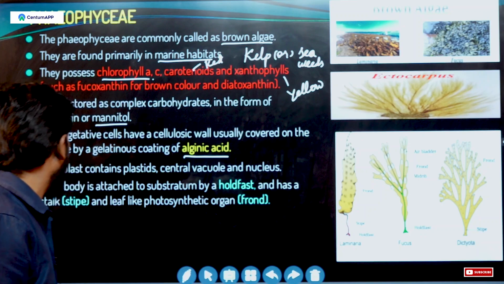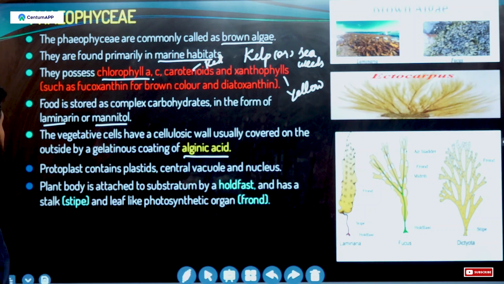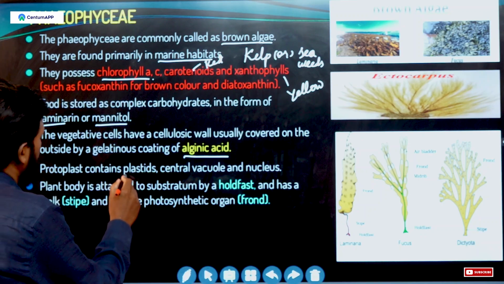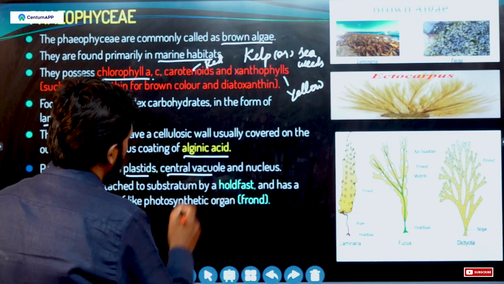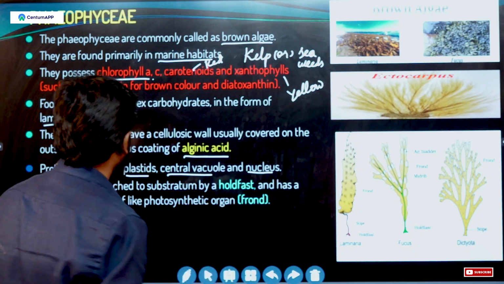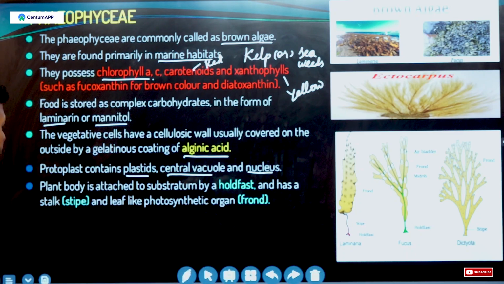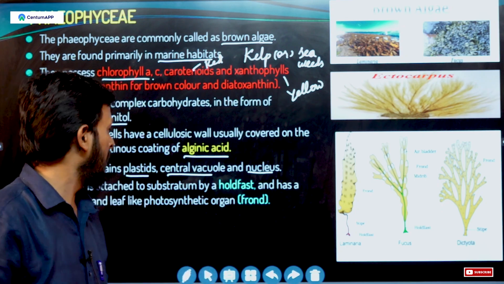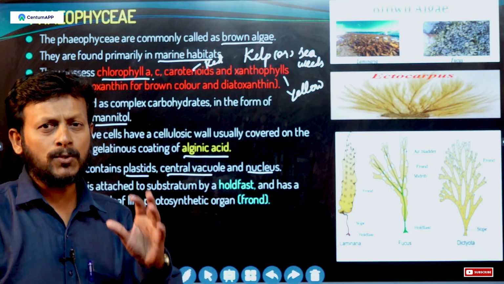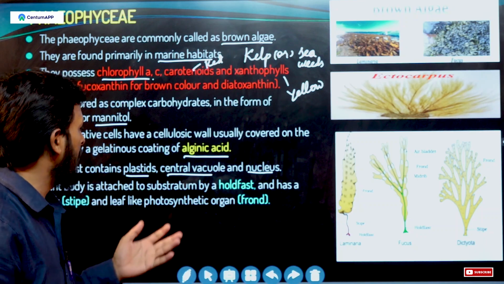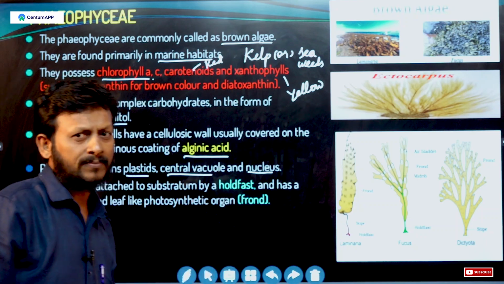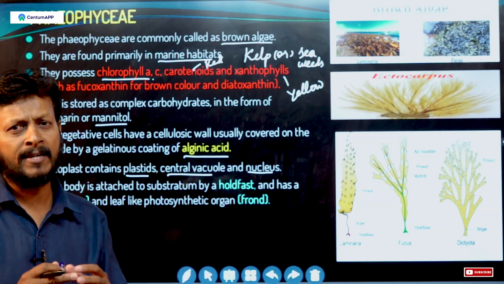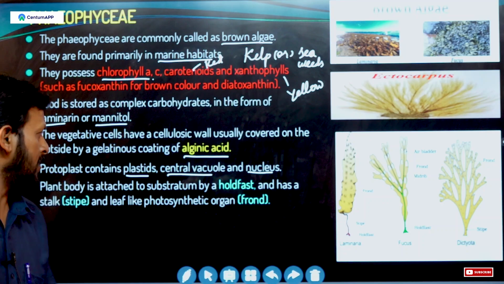Then the protoplast contains plastids, central vacuoles and a nucleus. We know that plastids hold the photosynthetic pigments. Central vacuoles store the food content, and the nucleus is the center axis that divides into many plants.